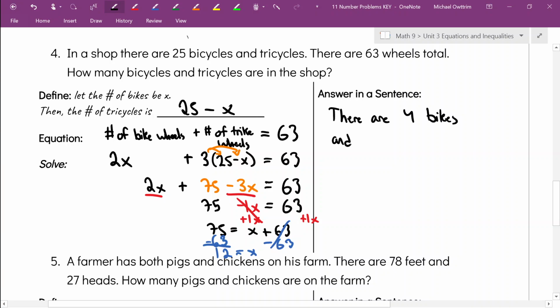And how many trikes do we have? Sorry, I don't know where I got 4 from. We said 12 is x, excuse me. So there are 12 bikes. 12 was x down here. And then the difference between our 25 and our x is our number of trikes. So 25 take away 12 is going to be 13. 13 tricycles.